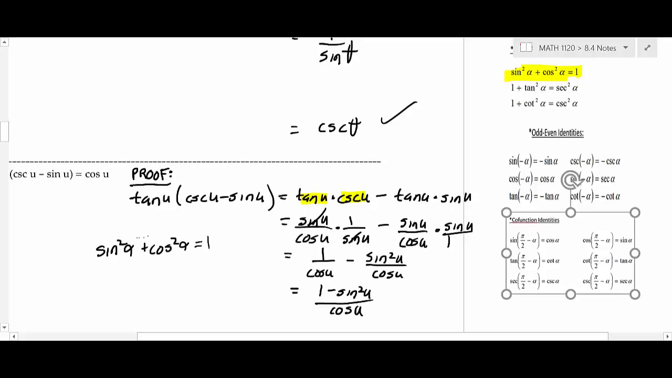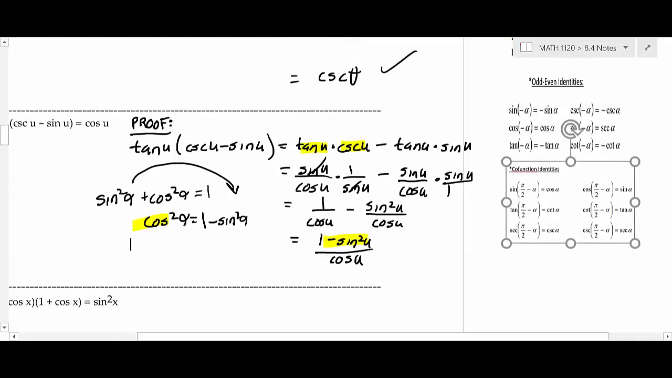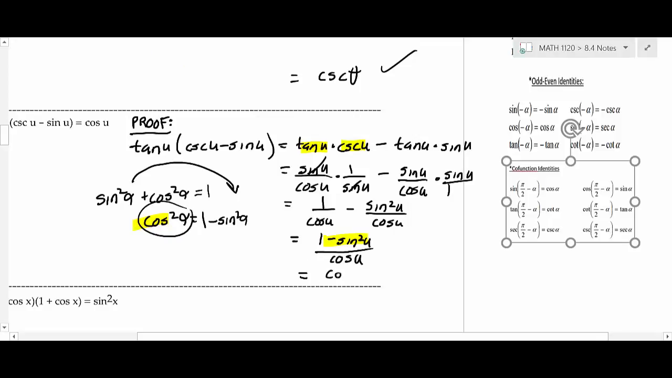So if I moved that sine to the other side, I would get cosine squared alpha equals 1 minus sine squared alpha. The reason I did that is because that is the same as that, right? So that means that what I'm going to have in my next step is I'm going to replace 1 minus sine squared with what it's equal to. It's equal to cosine squared u. Now I have that. Now what happens? Something cancels, right? And then you're done.